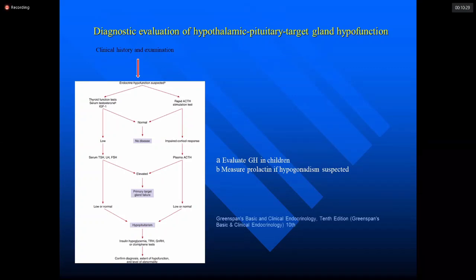And if all the investigations come back with normal results, then we know that there is no disease. But if on investigation there is an impaired cortisol response or a low hormonal profile for the thyroid function, for instance, or IGF-1, then we check the rest of the hormones, and we see that there will be low function when the pituitary hormones are all low. And then basically we confirm the hypofunction.